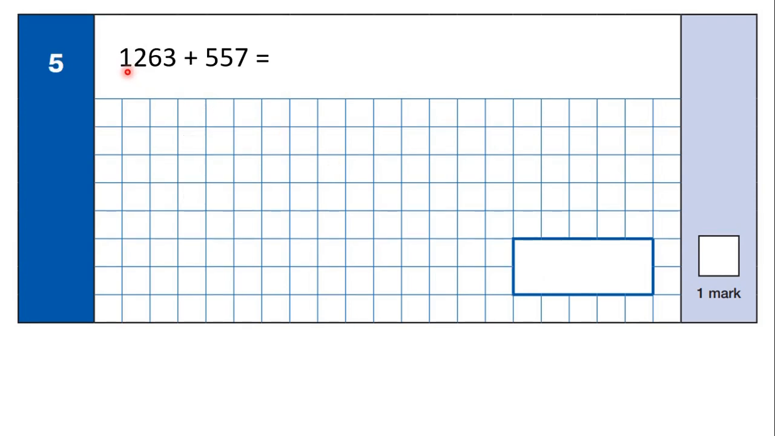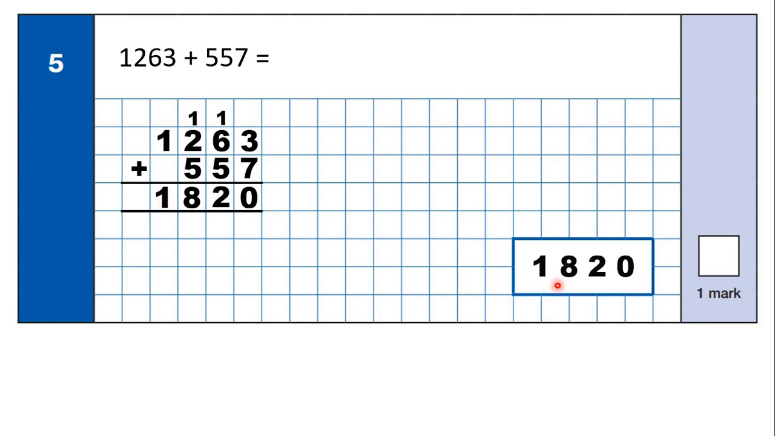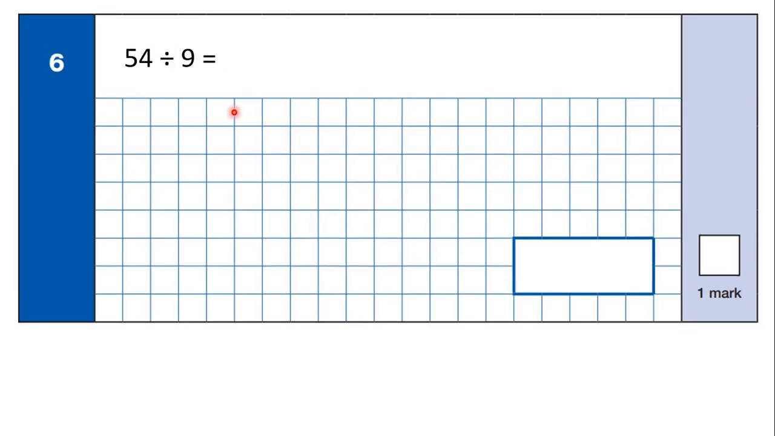Question 5, 1263 plus 557. We can set this out as a column addition. 3 plus 7 is 10, so 1, 0. 1 plus 6 plus 5 is 12, so 1, 2. 1 plus 2 plus 5 is 8, and 1 plus nothing is 1. So our answer is 1820.